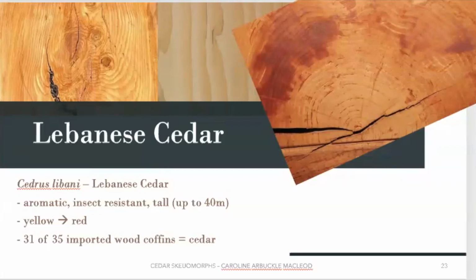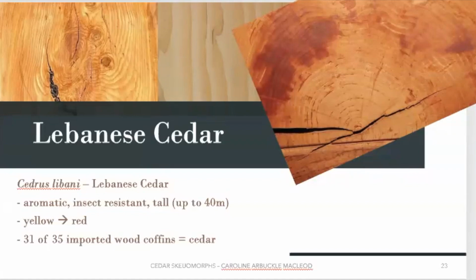For it was the Lebanese cedar, Cedrus libani, that was overwhelmingly chosen to be imported into Egypt, particularly for coffin construction. Now, this tree did grow very tall, up to 40 meters, and produced straight, very fragrant, insect-resistant wood. Now, depending on how old the wood was and where in the tree it came from, it would produce timber that was yellow to red in color. Sometimes, as we see in these three images here, sort of red and yellow streaks.